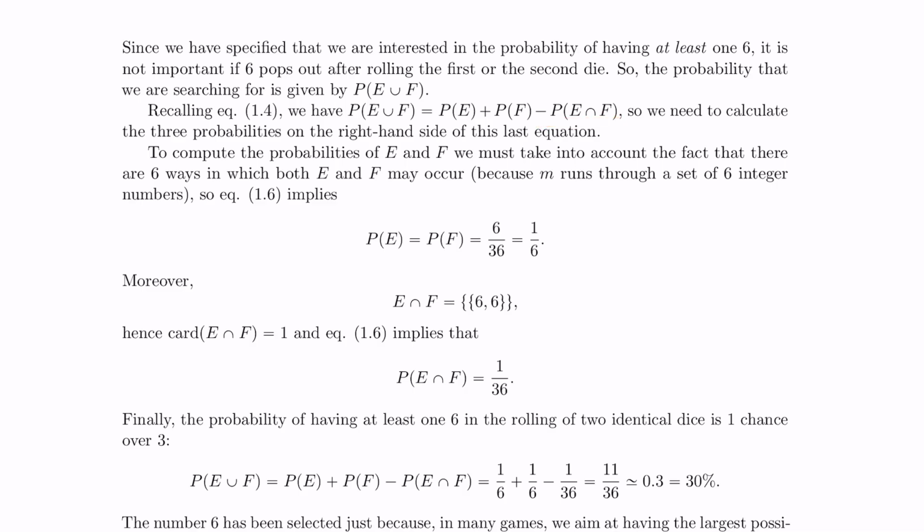To compute the probabilities of E and F, we must consider the fact that there are 6 ways in which both events may occur. In fact, M runs through a set of 6 integer numbers. Hence, the probability of E is equal to the probability of F, and thanks to this equation, it is equal to 6 divided by 36, that is 1 divided by 6.